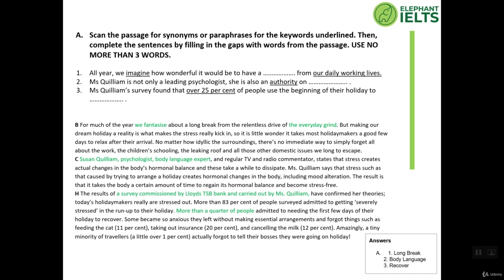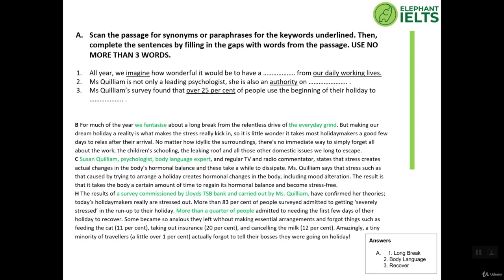In paragraphs A and B, there's nothing about Miss Quilliam or a psychologist, so I'm not going to waste time looking there. In paragraph C, I find the name Susan Quilliam and psychologist in the first sentence, so I read more closely. Can I find a synonym for the word authority as well? Well, the word expert means authority, so I know this is the sentence where my answer is.